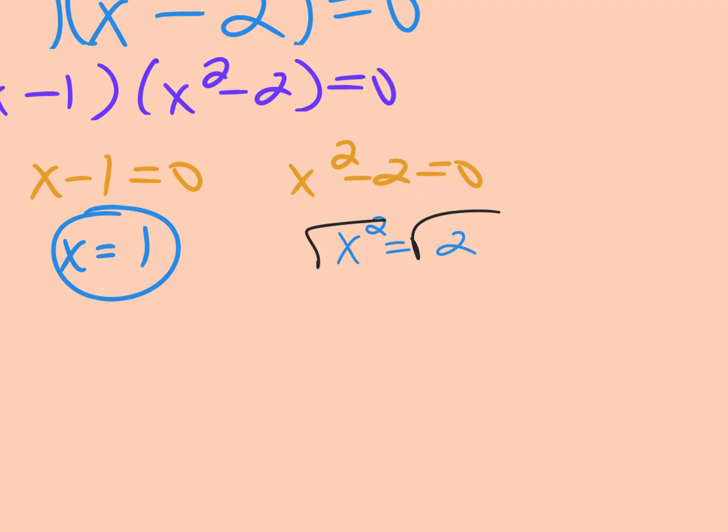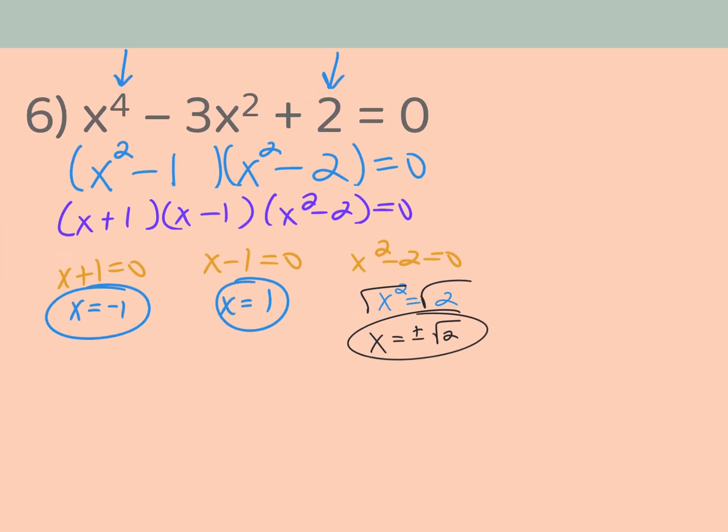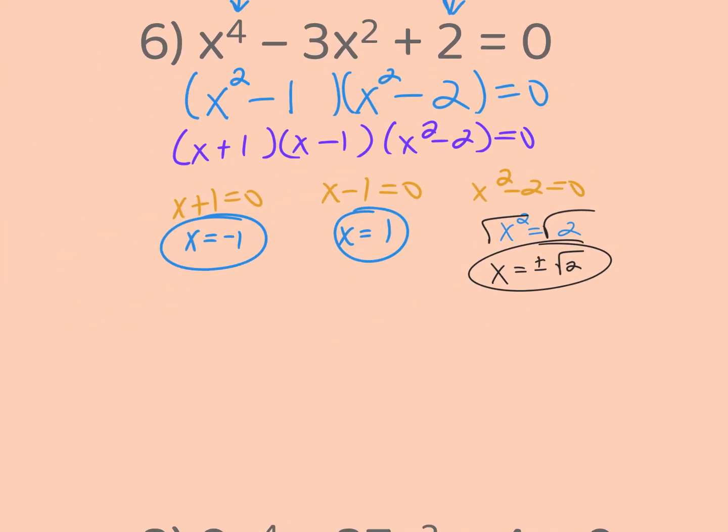Take the square root. So x equals, what goes in front of my answer? Plus minus. And do we know the square root of 2? No, so just leave it. All 4 of my answers are what kind of answers? All 4 of them are real. Good.